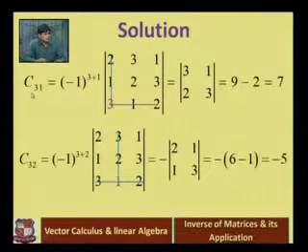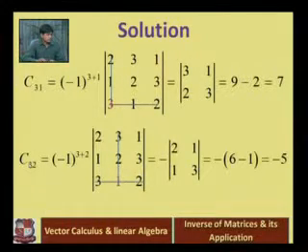Now we want to find C31 element, that is the cofactor of third row and first column, is equals to minus 1 raised to 3 plus 1 into minor of that element, can be given by deleting first column and third row. The resultant determinant 3 1 2 3 can be found by simplifying this determinant, 3 into 3 is 9 minus 2 into 1, that is minus 2, is equals to 7.